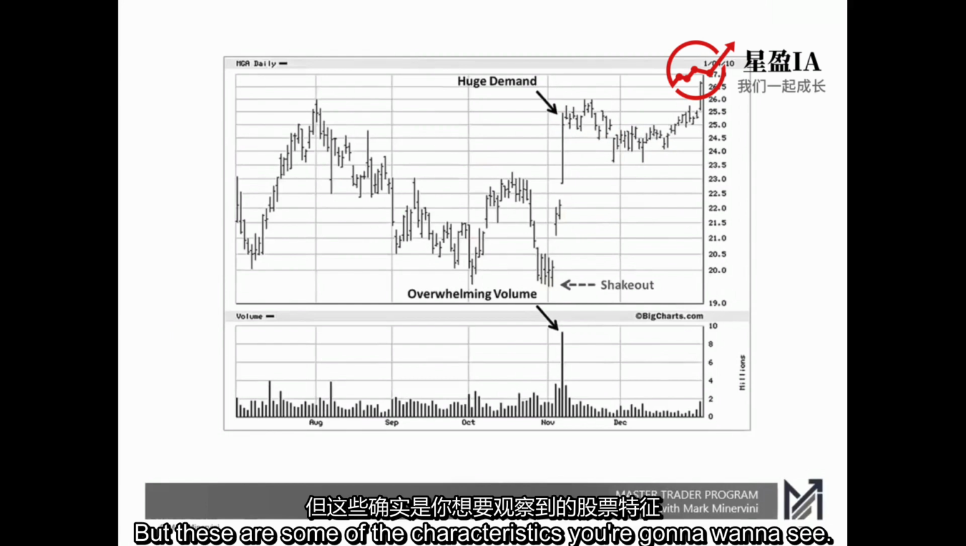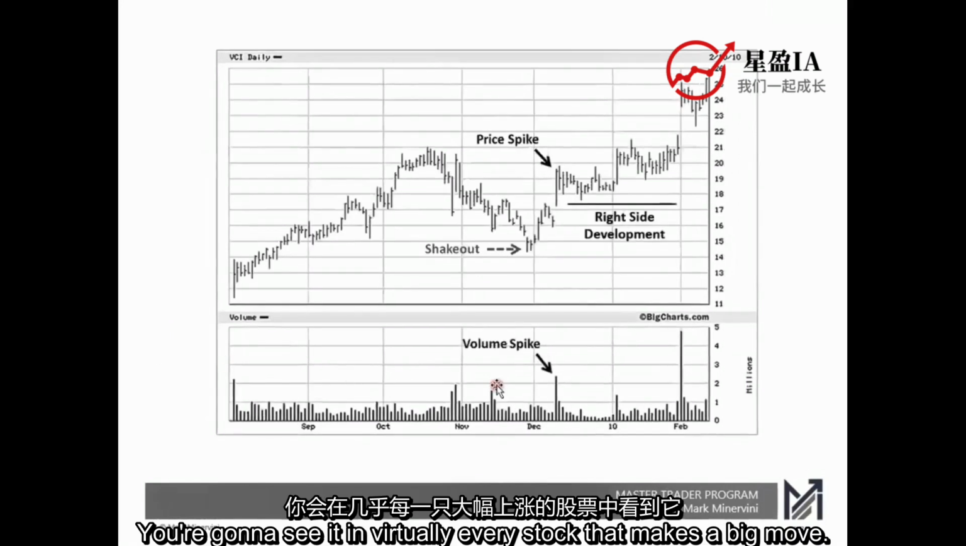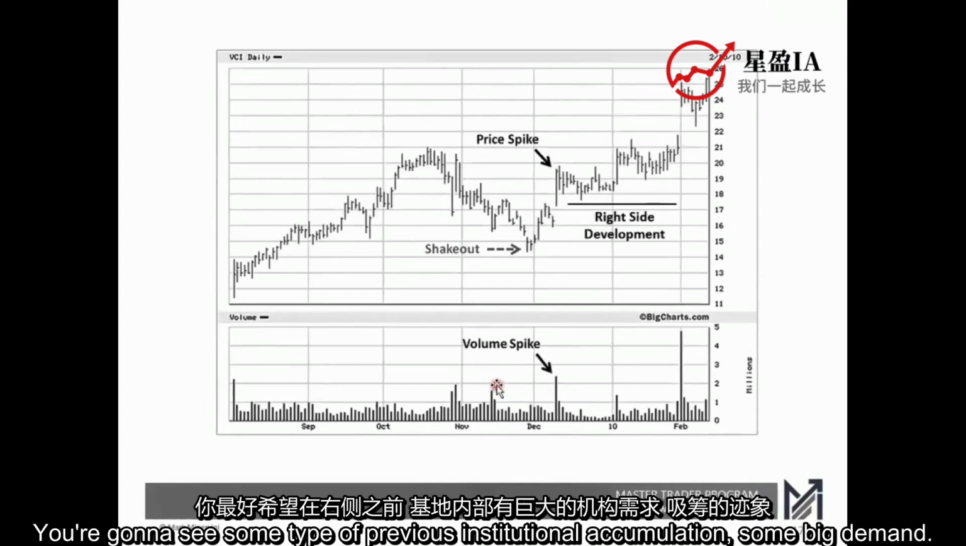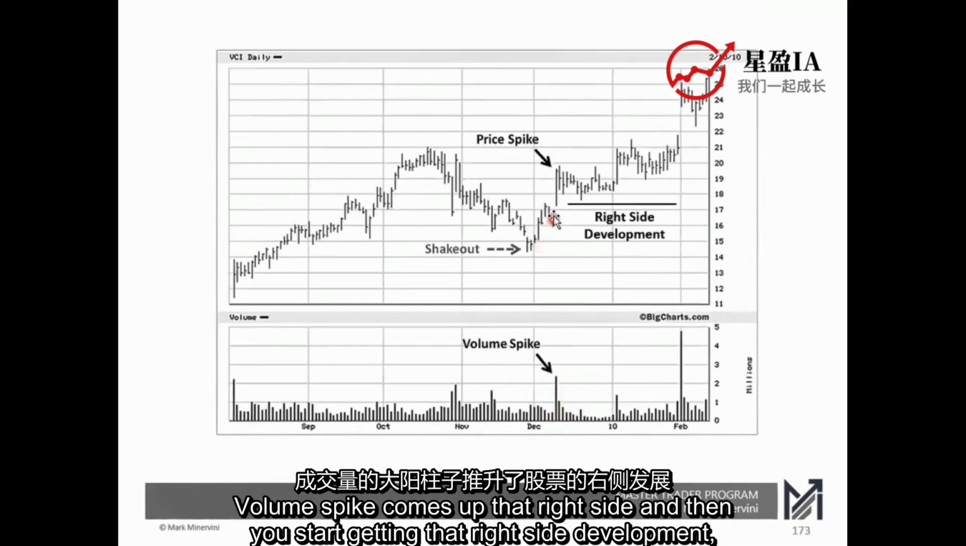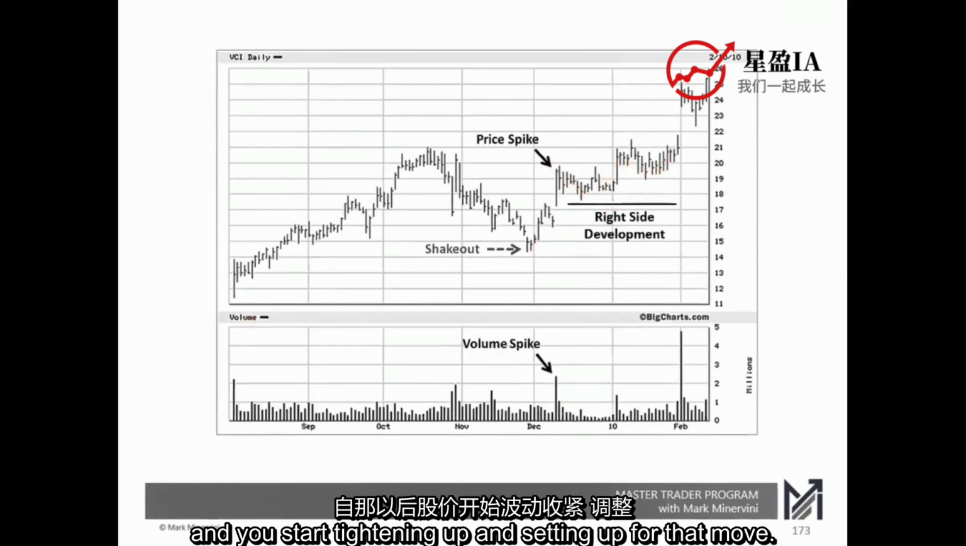But these are some of the characteristics you're going to want to see, and you're going to see it in virtually every stock that makes a big move. You're going to see some type of previous institutional accumulation, some big demand. You can see right here, a volume spike, it comes up that right side, and then you start getting that right side development, and you start tightening up and setting up for that move.